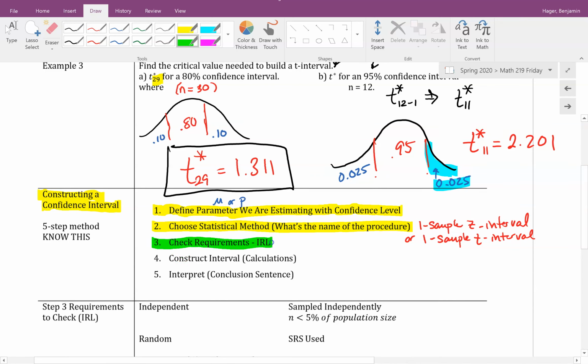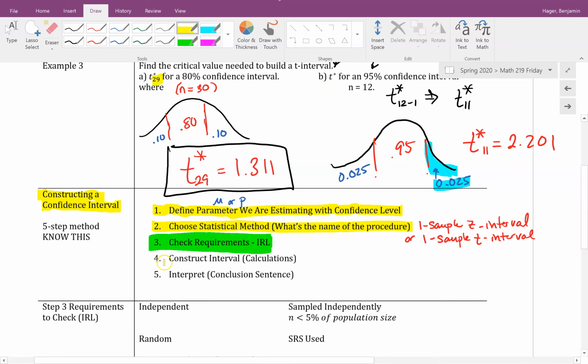This step, checking the requirements, they state it as IRL, which stands for independent, random, and large, and we'll define that down below. But that's really important. That's basically to make sure that our statistics is on the up and up. And again, at the end of the day, we don't want people to argue with us or debate our answer. We want to have confidence in our answer, and that's how we do it.